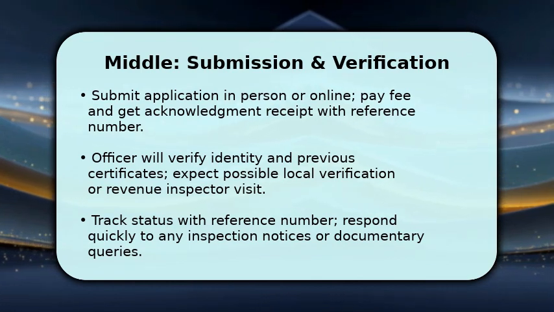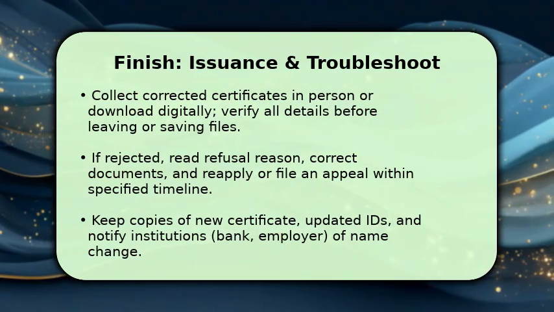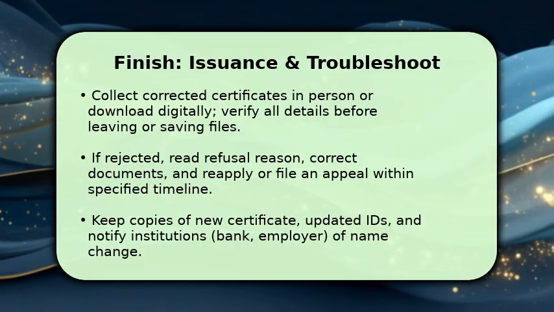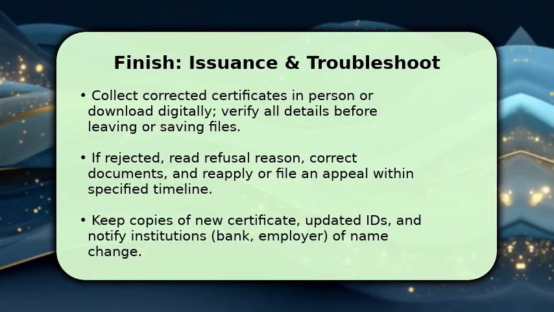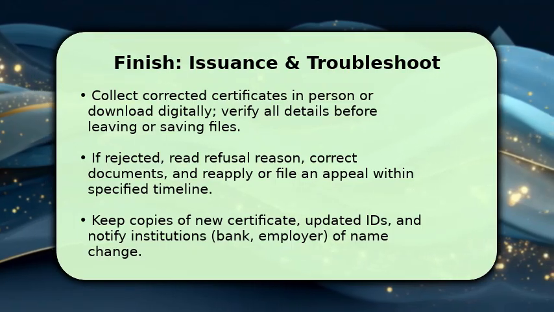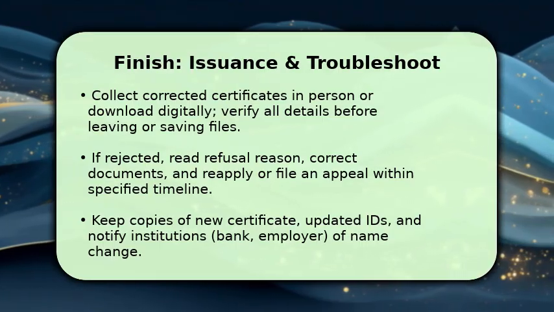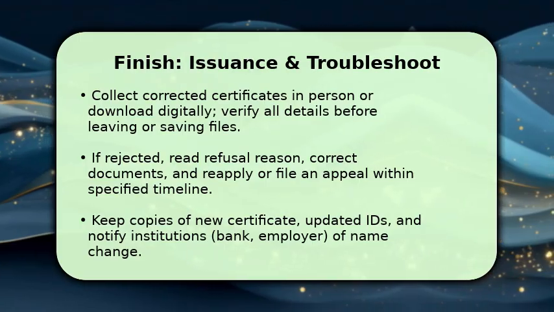You receive the amended caste and income certificates after approval. Whether printed or digital, inspect every detail and ensure your new name, parentage, and dates are correct before closing the file. If the application is rejected, read the stated reason carefully, correct missing items, and reapply or lodge an appeal within the allotted timeframe. As a final step, update your name on bank accounts, employer records, and other ID.